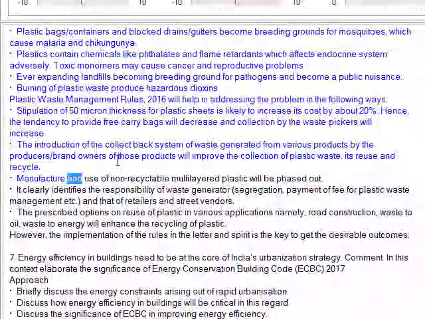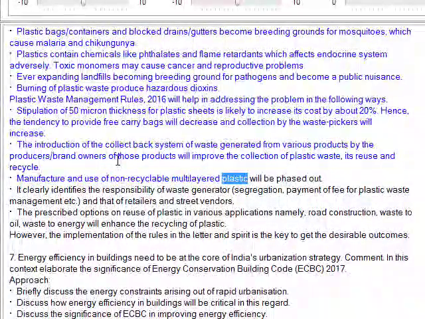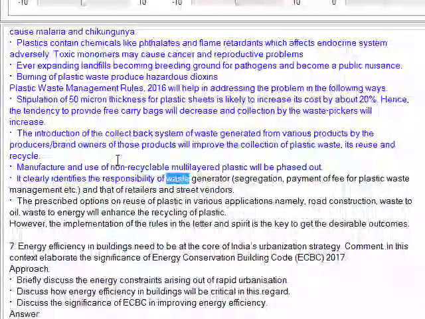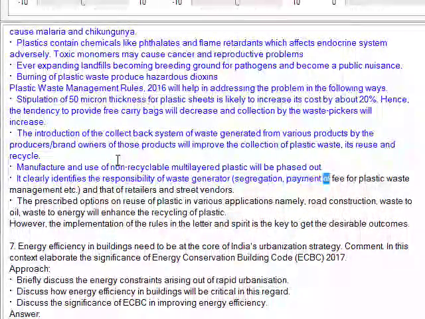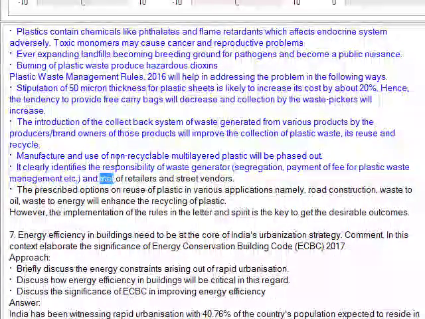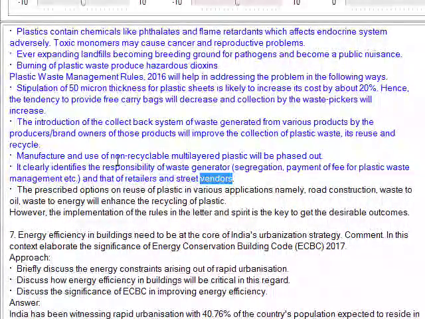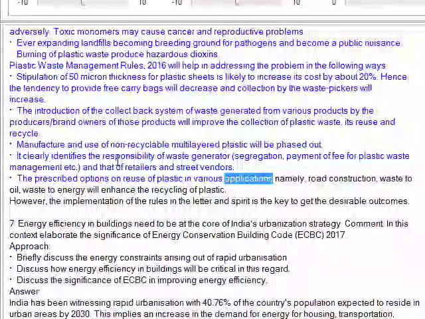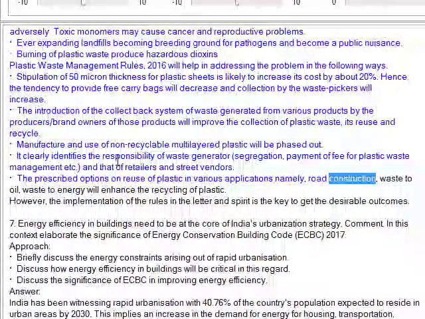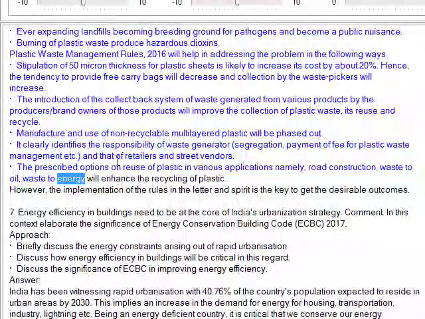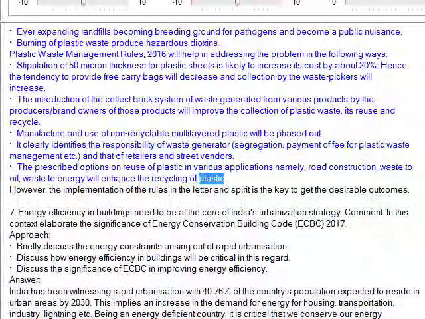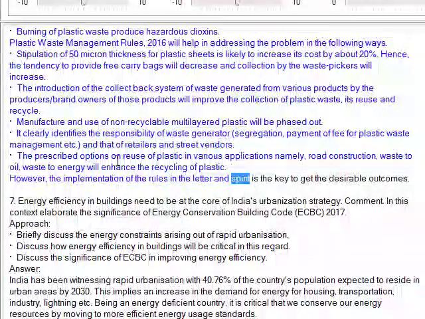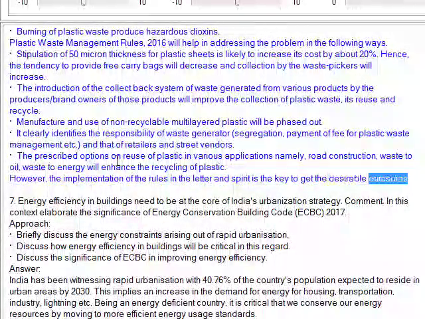Manufacture and use of non-recyclable multi-layer plastic will be phased out. It clearly identifies the responsibility of the waste generator, such as segregation and payment of fee for plastic waste management, and that of retailers and street vendors. The prescribed options on reuse of plastic in various applications, namely road construction, waste to oil, and waste to energy, will enhance the recycling of plastic. However, implementation of the rules in letter and spirit is the key to getting the desirable outcomes.